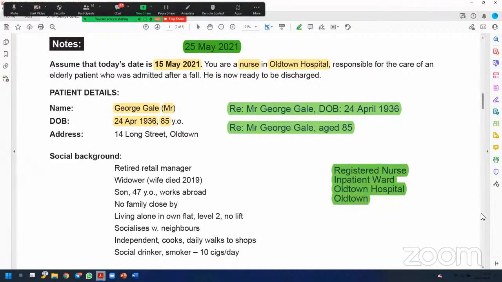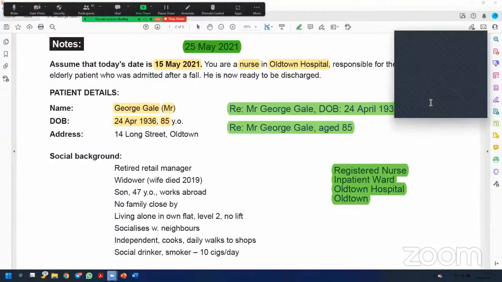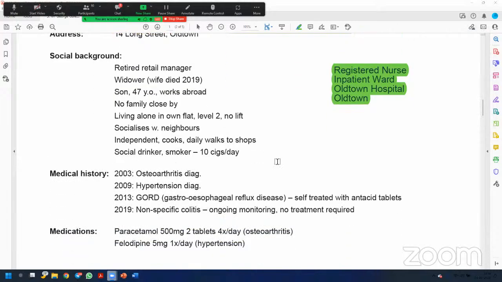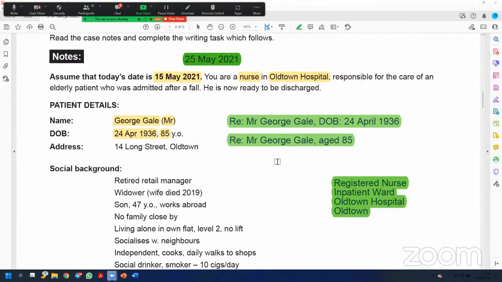So, done and dusted forever. Very good. Now we are going to the second part, which is the body of the letter, other than the body, these extras above. Now we are going to the main course. Now here are the case notes. See, study this now.